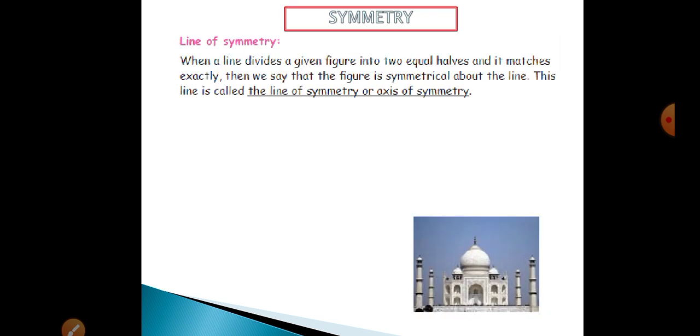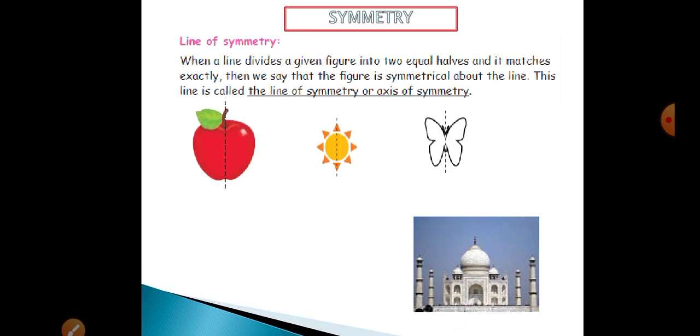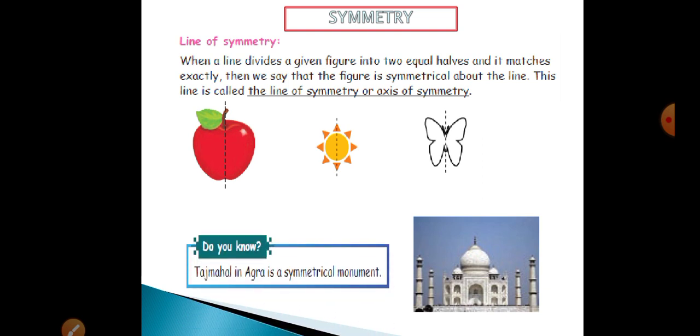The next one, lines of symmetry. When a line divides a given figure into two equal halves and they match exactly, then we say that the figure is symmetrical about the line. This line is called the line of symmetry or axis of symmetry. When we cut an apple into two equal halves, there will be one line of symmetry. Like that, these are examples of lines of symmetry. Do you know the Taj Mahal in Agra is a symmetrical monument?